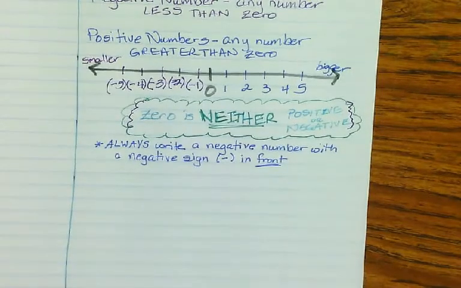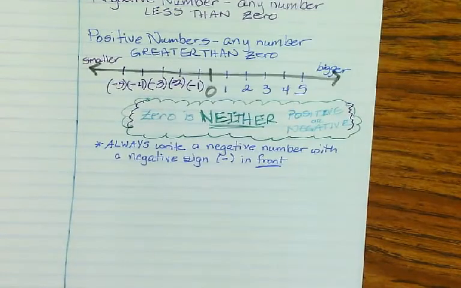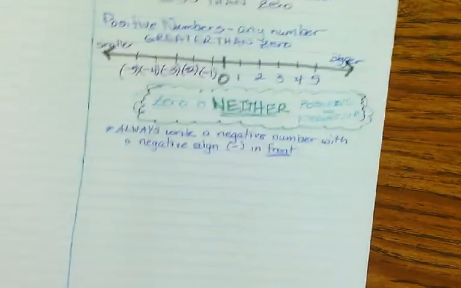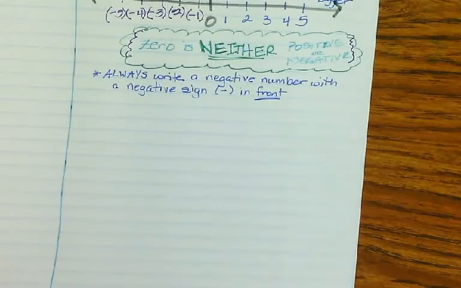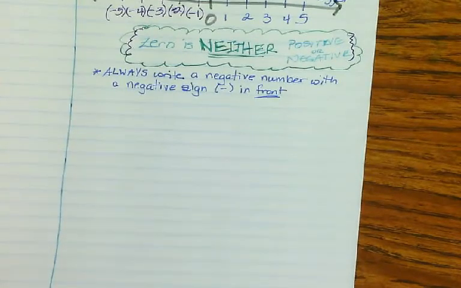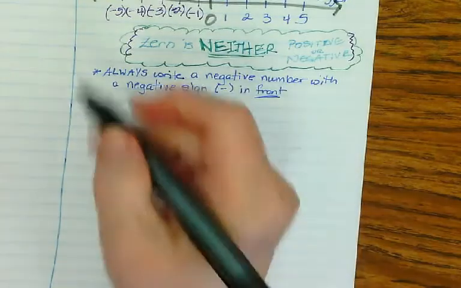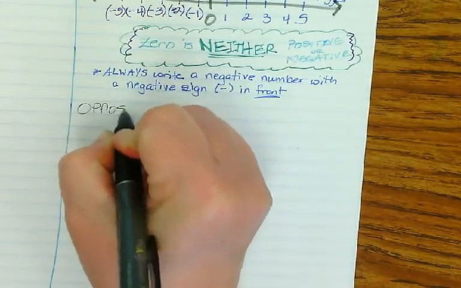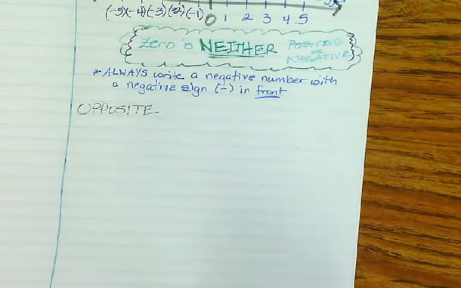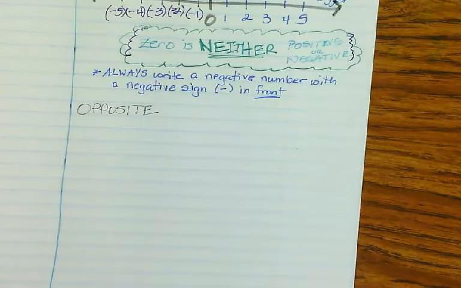All right? Now here comes a concept that you're going to be like, well, duh, Miss Cecil, and yet this is something that causes some problems. So that's why we really make sure we point this out. Here's what we call an opposite. Okay? Opposite. I know, you're like, well, I know what an opposite is. Yes, you do.